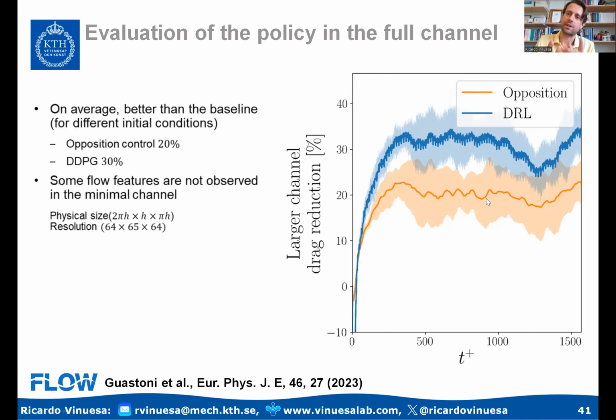If we take the same policy, trained in the minimal channel, and deploy it in the full channel, we still have much better results with deep reinforcement learning. So we get 30% drag reduction with reinforcement learning, only 20% with opposition control.